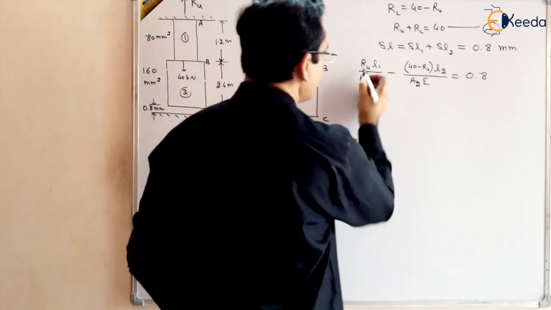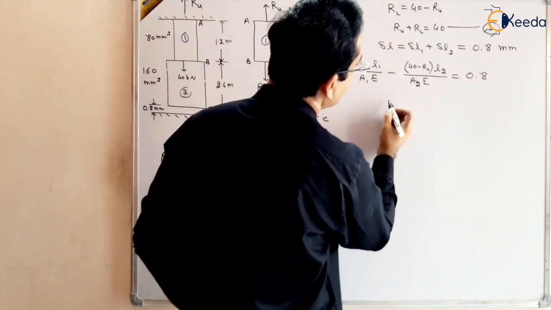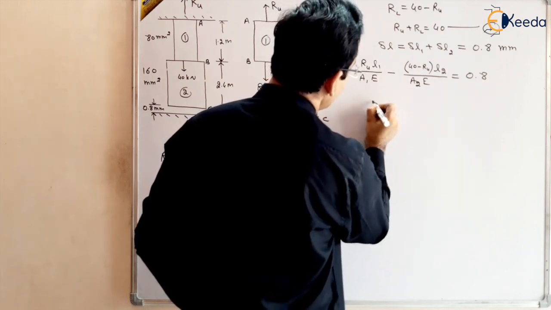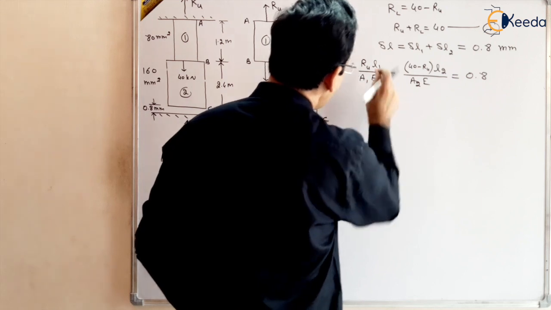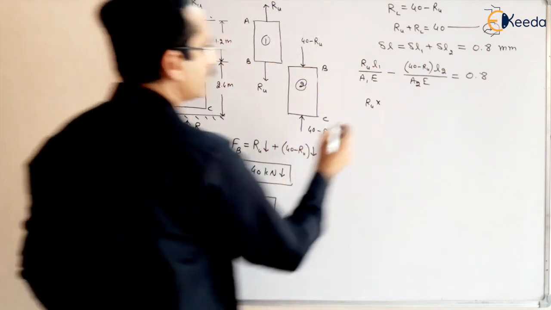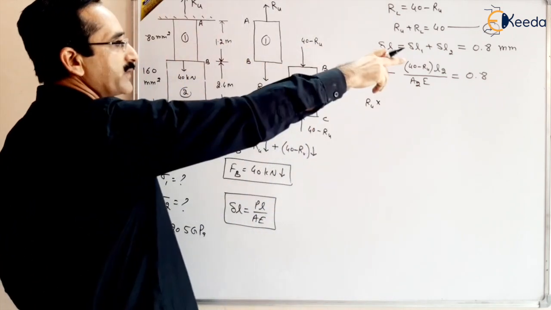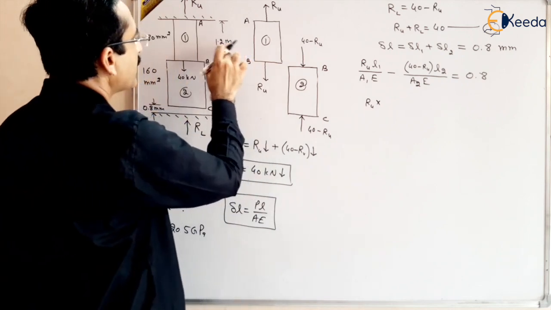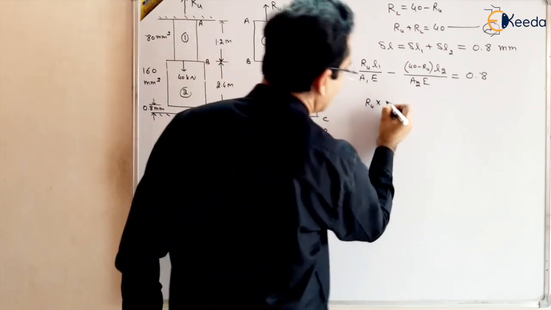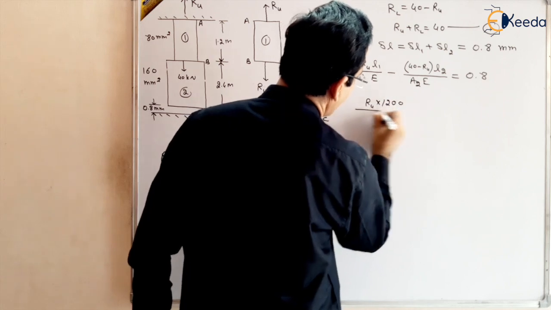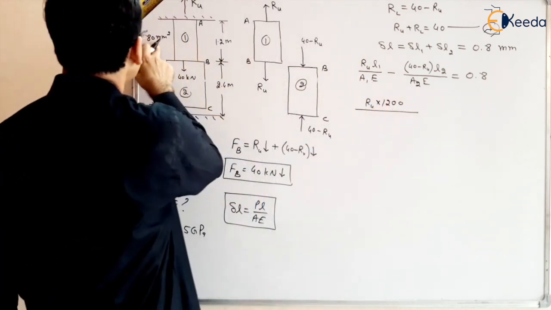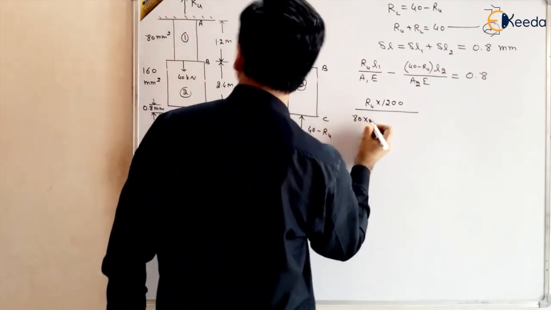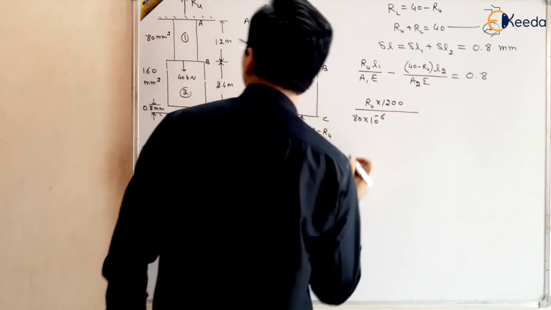So now from here we will find that there is only one unknown. So we can write RU multiplied by L1. L1 is 1.2 meter. And we can write it in millimeter because we are taking deformation in millimeter. So we can take 1.2 meter as 1200 millimeter. So 1200 upon A1. A1 is in millimeter square, we can convert it into meter square. So 80 multiplied by 10 to the power minus 6.